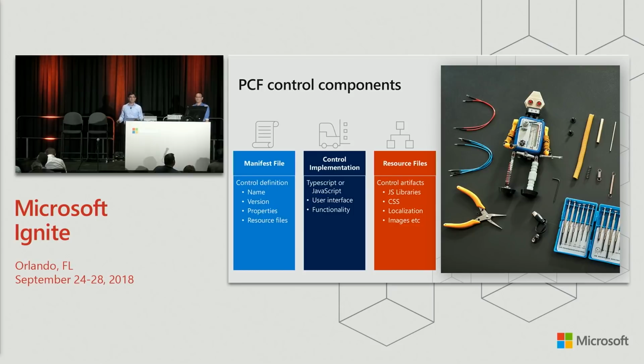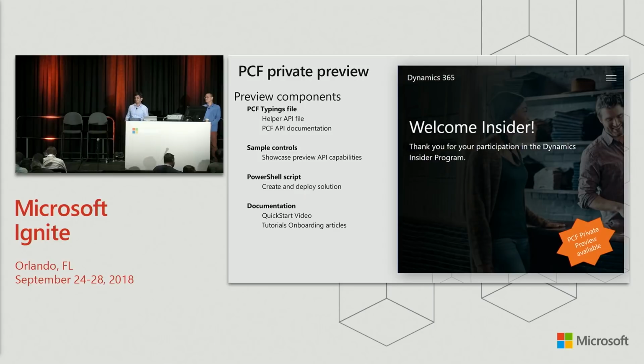There are three main components in order to write a control. You need a manifest file which describes what the control is, the name of the control, version, library dependencies, and resources. The second one is the control implementation. Right now we support a JavaScript and TypeScript control authoring experience. And the third one is the resource file, all the resources the control might need. This could be images, dependent libraries, localization files, CSS files, and things like that.